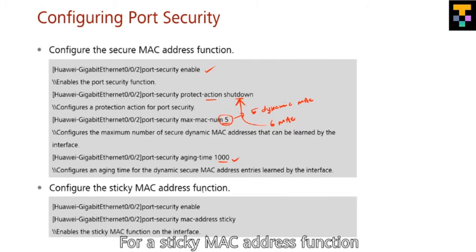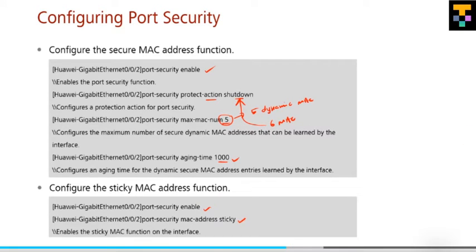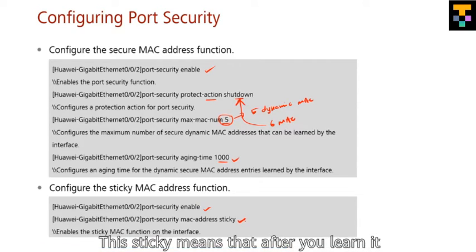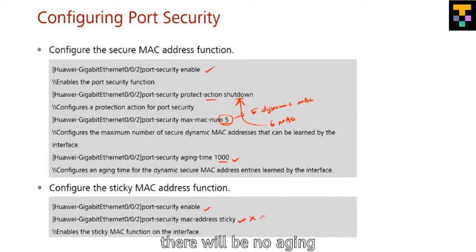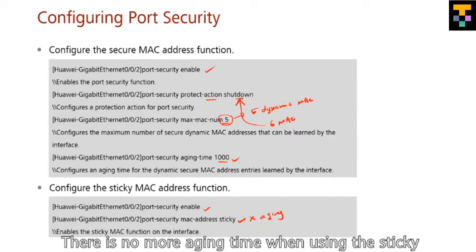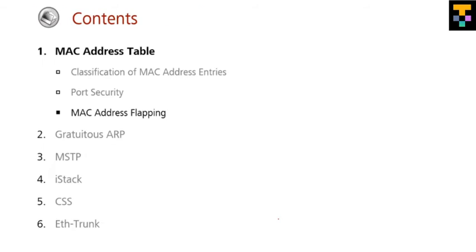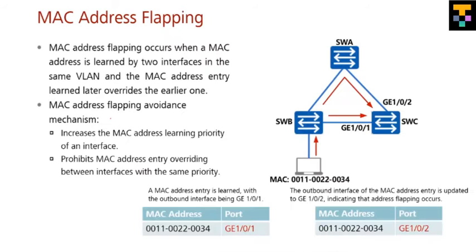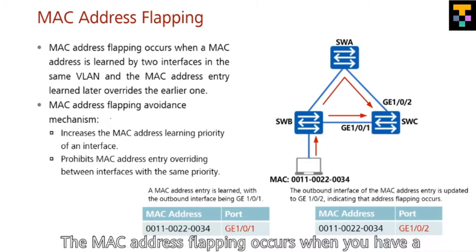For the sticky MAC address function, you just have to enable it with sticky. Sticky means that after you learn the address, there is no aging. There are no more aging times when using the sticky MAC address. And the last topic under the MAC address tables is MAC address flapping. MAC address flapping occurs when you have a loop.